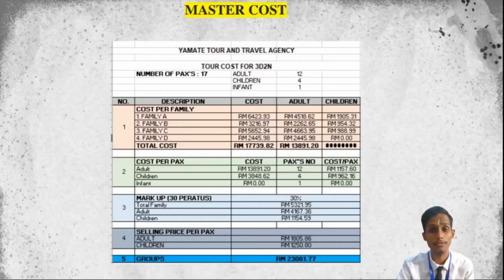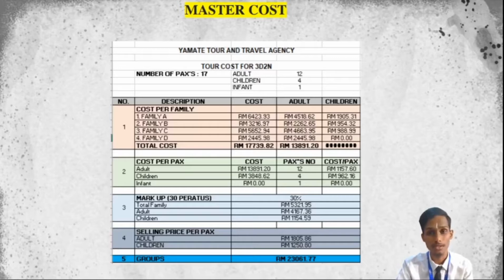From family A, there are 4 adults, and the price for adults is RM 4,518.62, and the 2 children's price is RM 1,905.31. For family B, the total cost for the family is RM 3,216.97, and the 2 adults in family B cost RM 2,262.65, and the children cost RM 954.32, and for the infant there is no price charged.